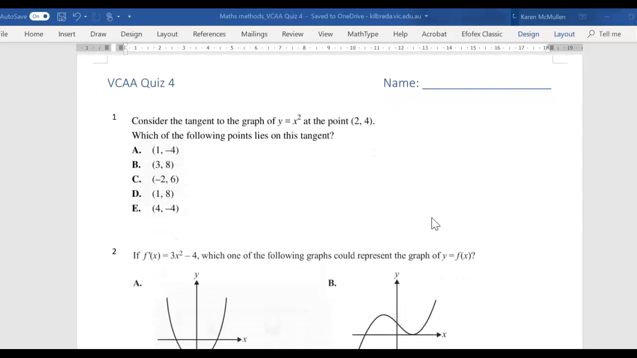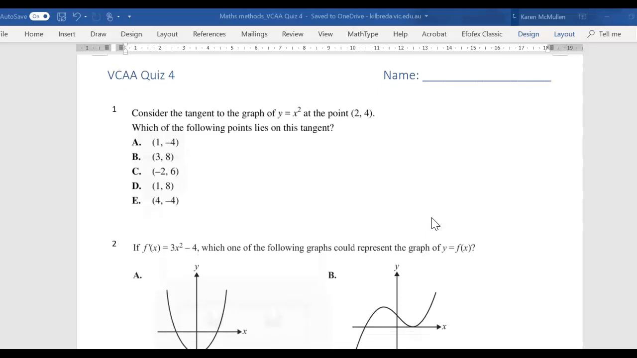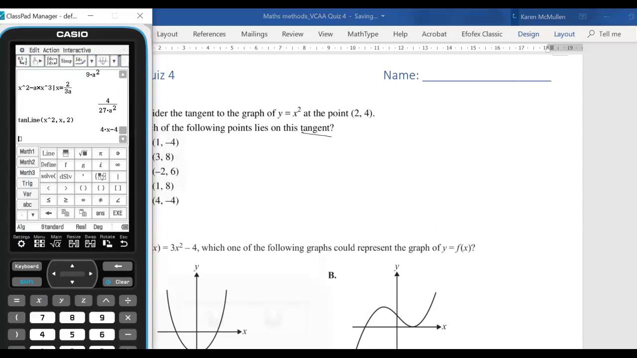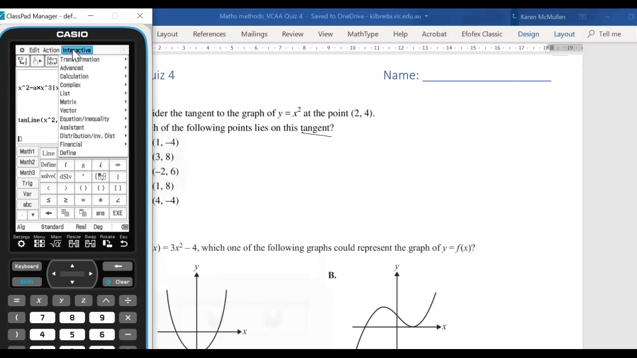Anyway, let's get started. Consider the tangent to the graph of y equals x squared at the point (2, 4). Which of the following points lies on this tangent? You need the tangent equation first. You can do that by hand by finding the gradient, but it's easy to do on the calculator. Let me get the calculator up. I've already got the working out there, but I'll do it again to show you where to go: Interactive, then Calculation, and then go down to Line.